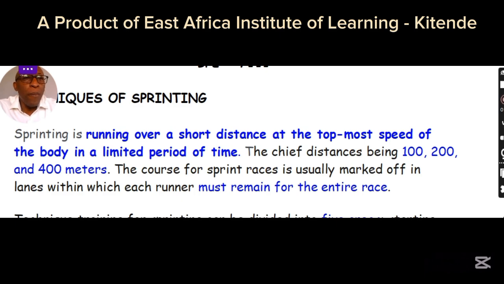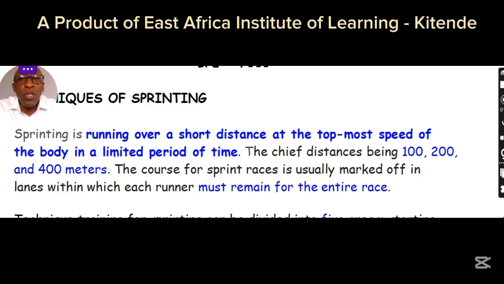Now, what do we mean by sprinting? Sprinting refers to running over a short distance at topmost speed in a limited time period. The chief distances that we put into this category are 100, 200, and 400 meters. Those are the typical events that are competed on a world scene, at a country level, or within schools.